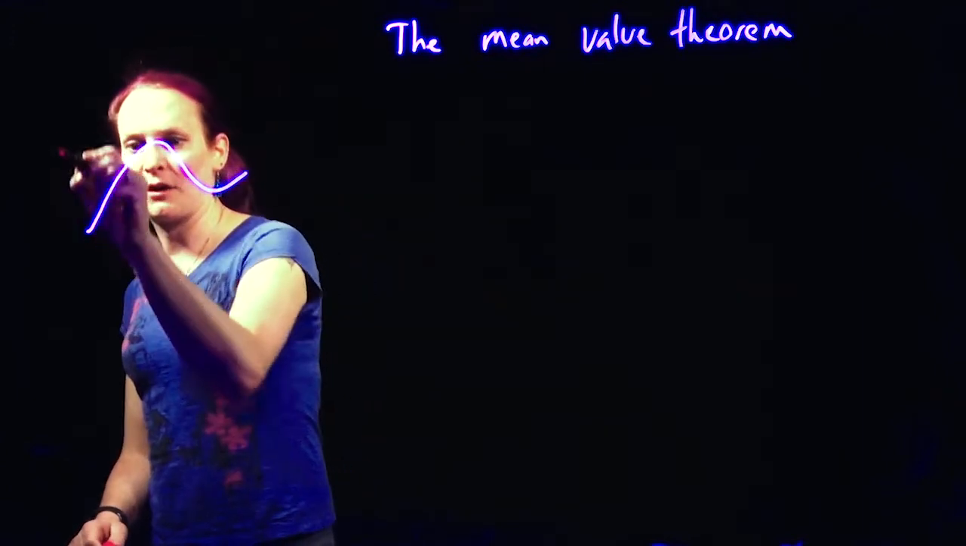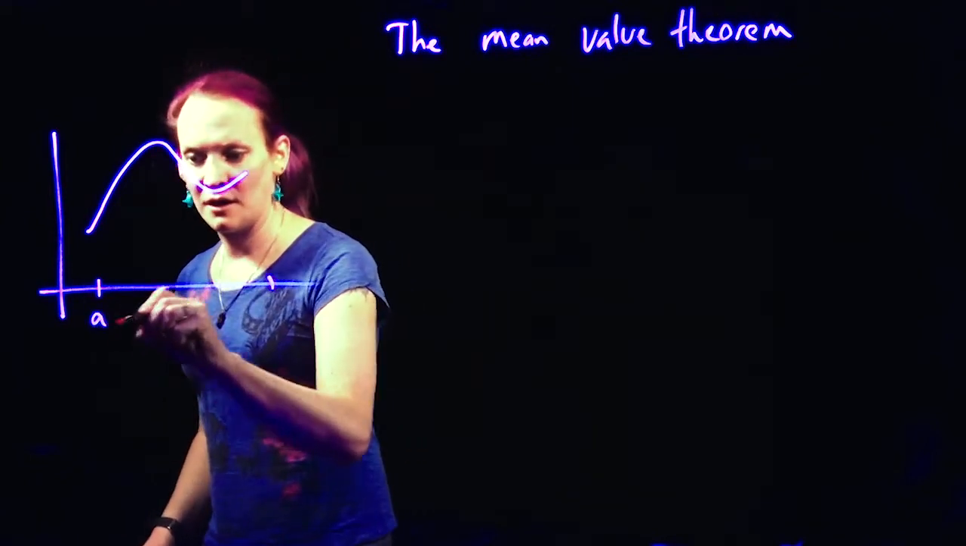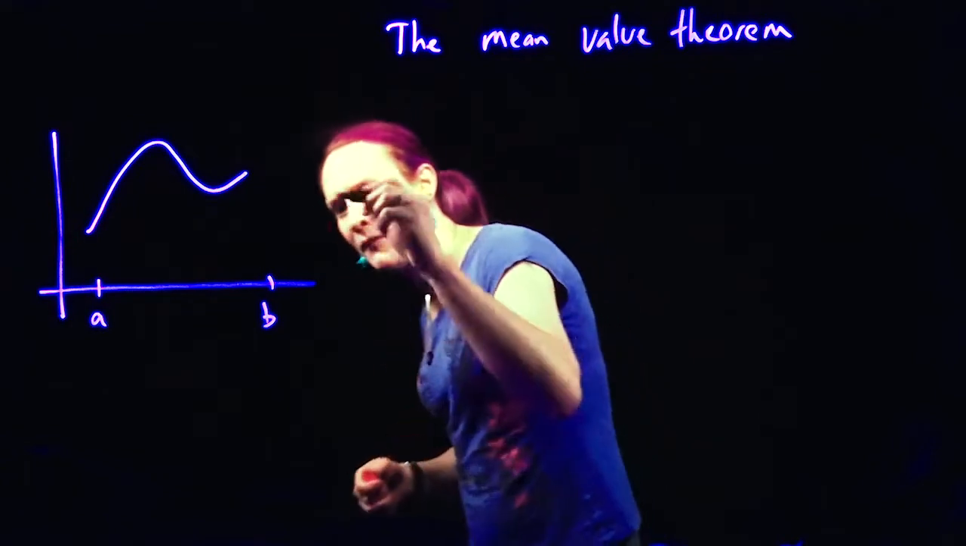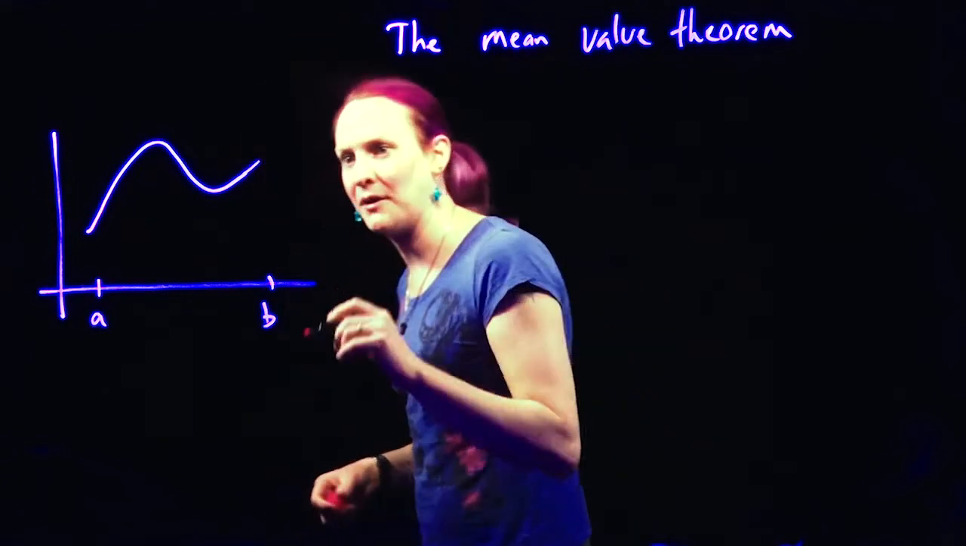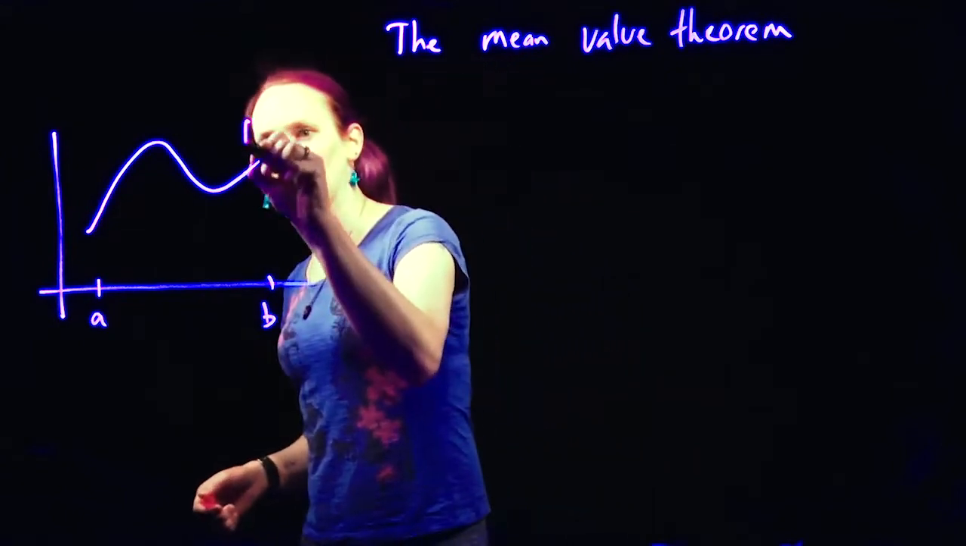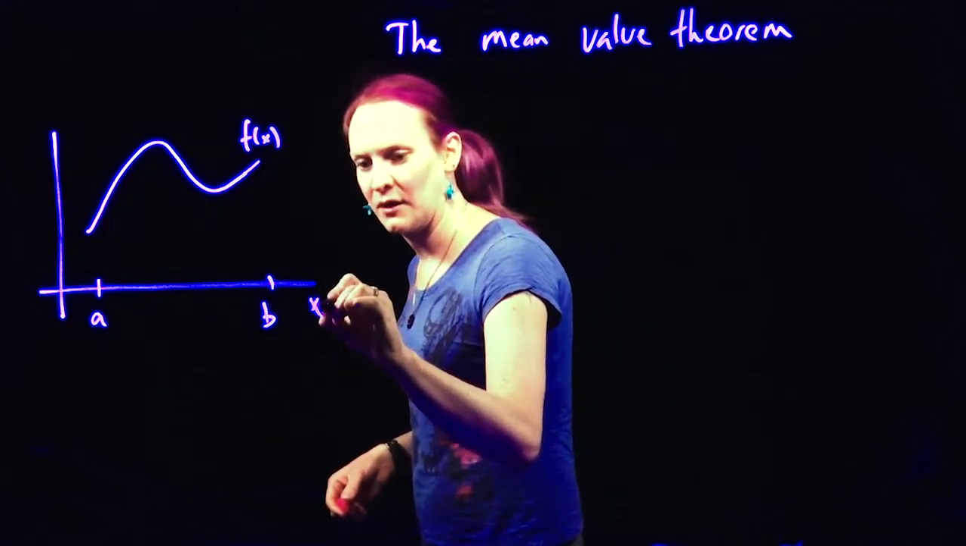Let's take that to be our function, and we're going to focus our attention on an interval from A to B. Am I actually vertically aligned? There we go. Now I actually make it to A to B. Okay, and so this is our function f of x. That's our x-axis. Cool.